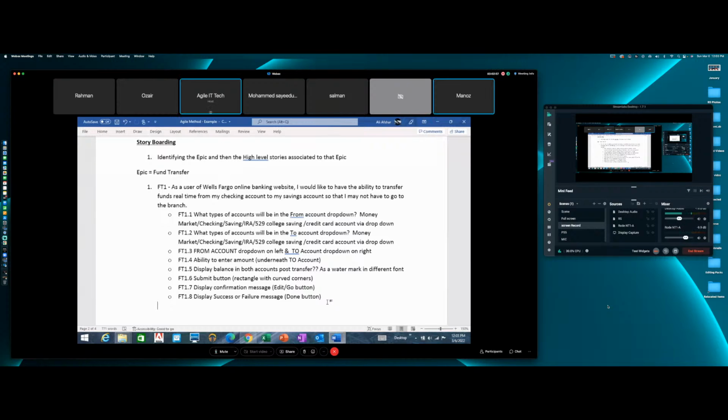No. How do you know which screen 1.5 is? You need to display a balance in both accounts post the transfer as a watermark. Does it tell you where? No, you don't know. You need to go back and talk to the product owner. Where do you want this thing? And it says post transfer, right? Does it mean after the transfer is complete? Does it mean before the transfer is complete? If it's before the transfer is complete, why is it saying post transfer? There's a few questions on this requirement. Do you understand? Yes. So we'll put a question mark and we'll park this for 2 minutes. Okay.